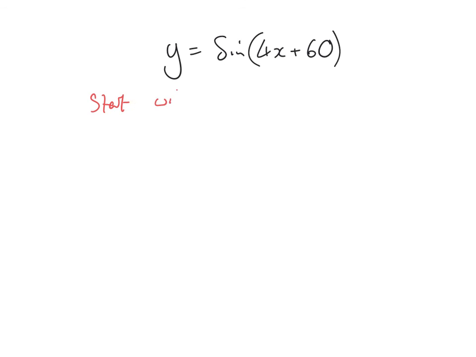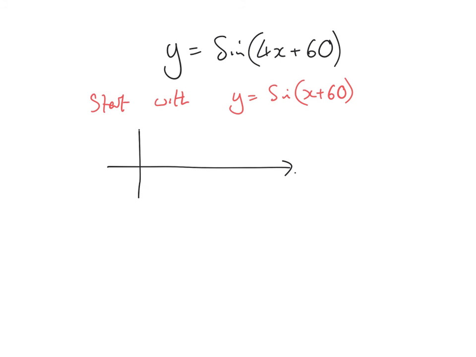So let's have a look at working backwards from this. Y is equal to sine 4x plus 60. Well, we're going to be doing y is equal to sine x plus 60. Here's the graph of that. So we're moving everything to the left by 60. It's quite straightforward. We just subtract 60 from all of our known intercepts. So that's the graph.